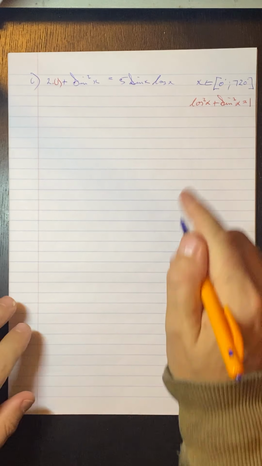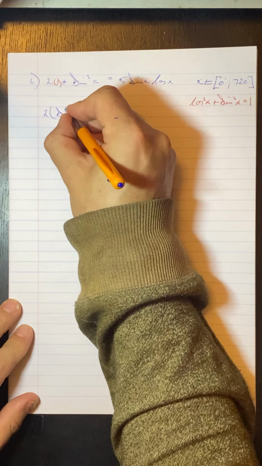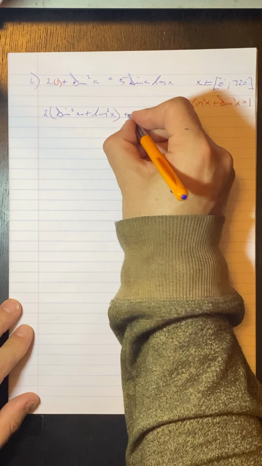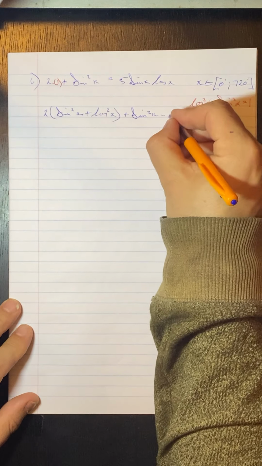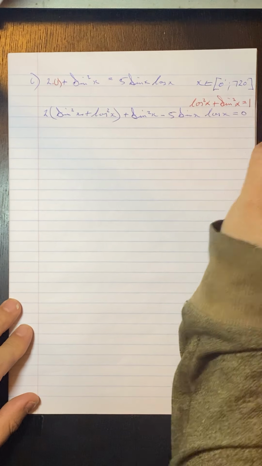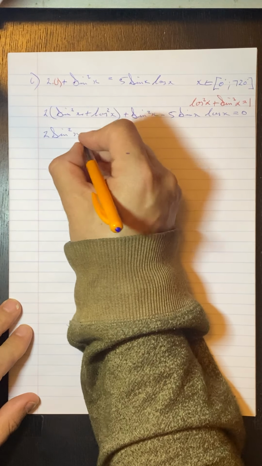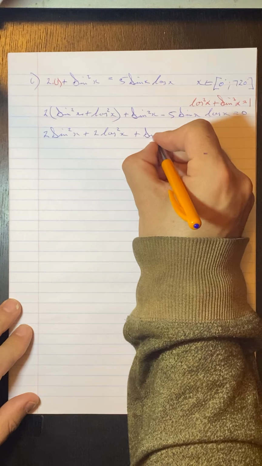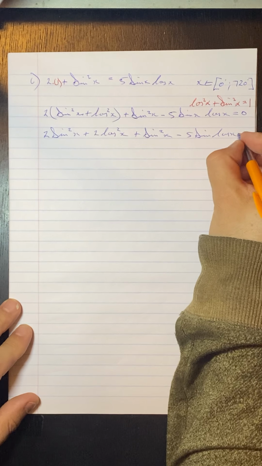So over here, I'm going to get 2 times sine squared x plus cos squared x plus sine squared x. And I'm just going to take this to this side, minus 5 sine x cos x equals 0. Distribute my 2 in, and we get 2 sine squared x plus 2 cos squared x plus sine squared x minus 5 sine x cos x equals 0.